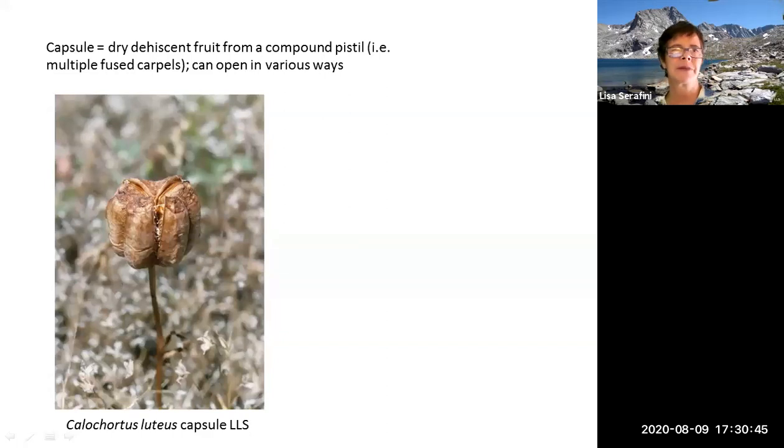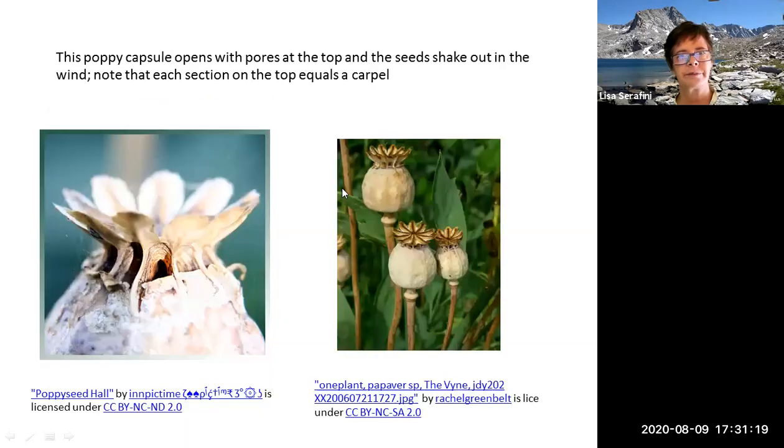Going on to capsules. There are a lot of capsules out there when you're looking at fruit types. So capsules, we have a compound pistil. So we've got more than one carpel in there. The number of carpels varies, okay? And it's dry and it opens up. And it can open up in various ways. We're not going to worry about that, at least in plant biology. But you can have these lines where it opens up. You can have pores where it opens up. Okay, but in this case, we have three carpels fused together in this calochortus.